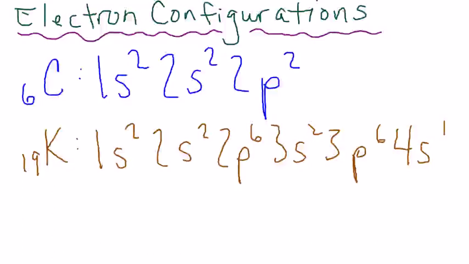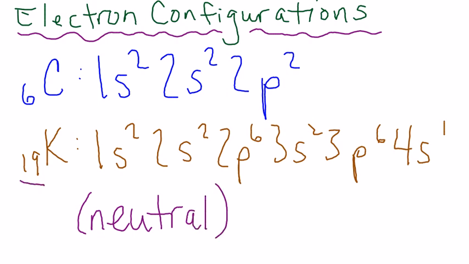And probably the easiest thing to point out with this is that there's a self-check. First off, we're assuming that these guys are all neutral. By assuming they're neutral, we can say that if potassium, for example, has 19 protons, or carbon has 6, it would have the same number of electrons. So carbon would have 6 protons, 6 electrons, and potassium, 19 protons, 19 electrons. So where are the electrons in here? Well, the electrons are up here.